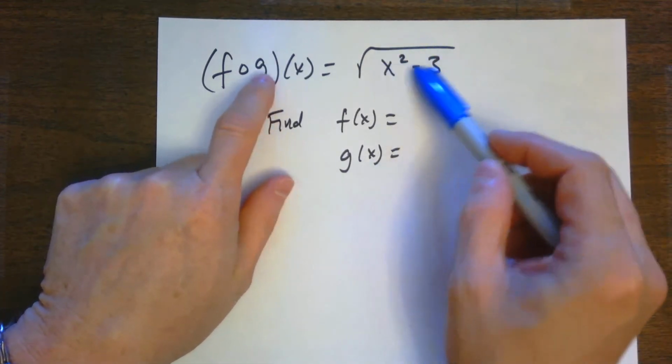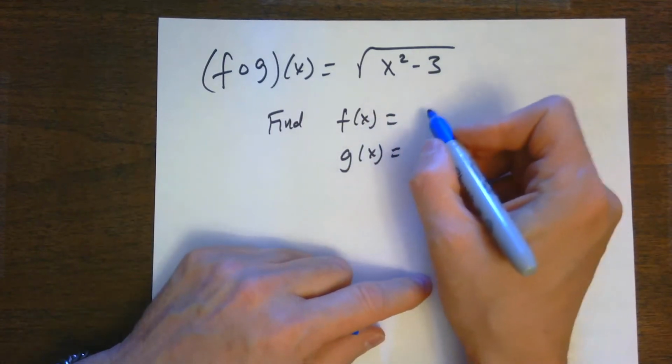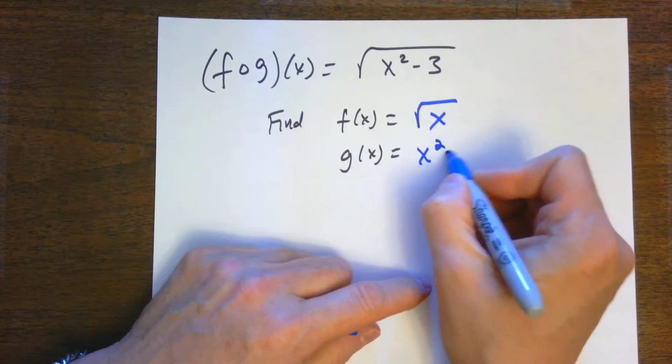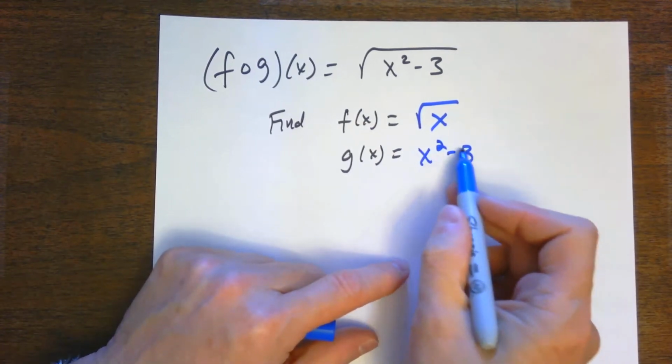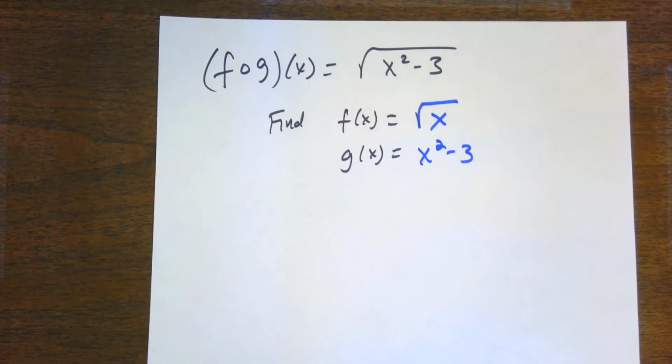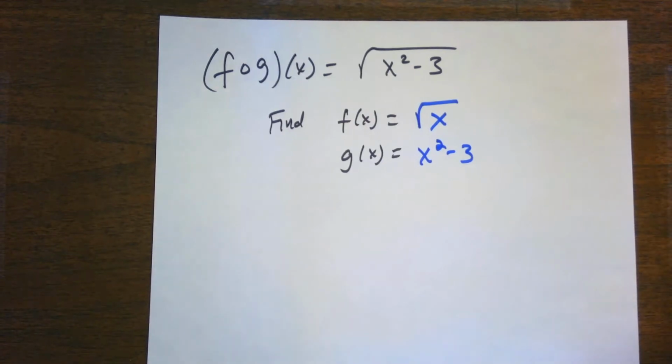So if I take a look at this, I could have my outside function as the square root of x, and my inside function is x squared minus 3. Because then as I plug this in there for x, I get the original function. And there could be more than one correct answer here. There could be a couple of different answers here.